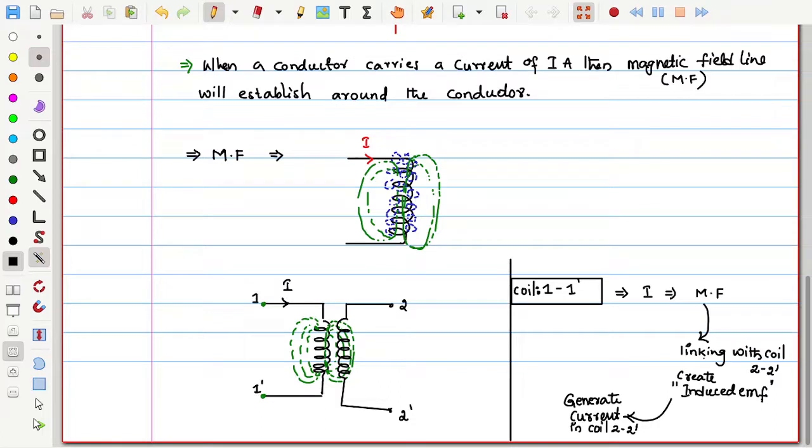We said that once flux is linking with coil 2, then directly current may flow through this. But in the intermediate stage, there may be some induced EMF. That induced EMF is causing the generation of current in coil 2 dash. So now try to observe, in this way we can transfer the power from one circuit to another circuit without any direct connection. Is there any electrical connection between coil 1 and 1 dash and 2 and 2 dash? There is no direct electrical contact, but still current is flowing in coil 2 dash. This is the mutually coupled phenomenon.